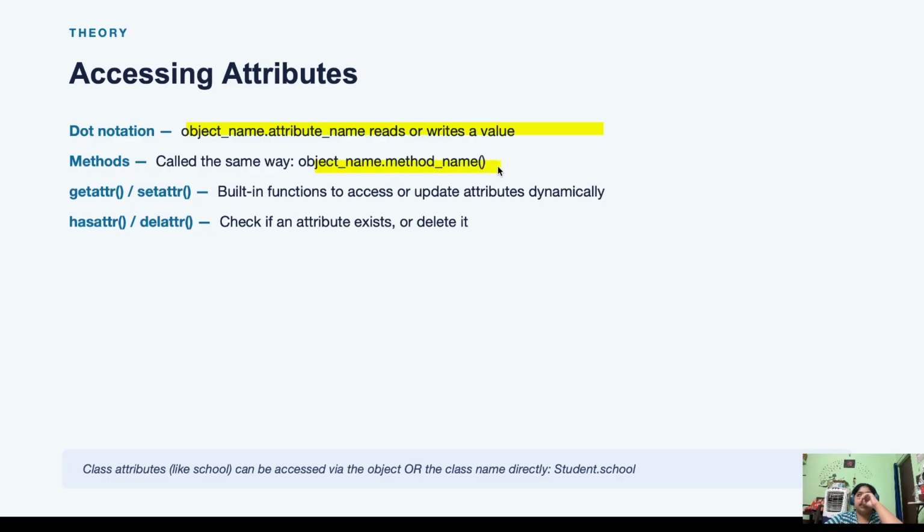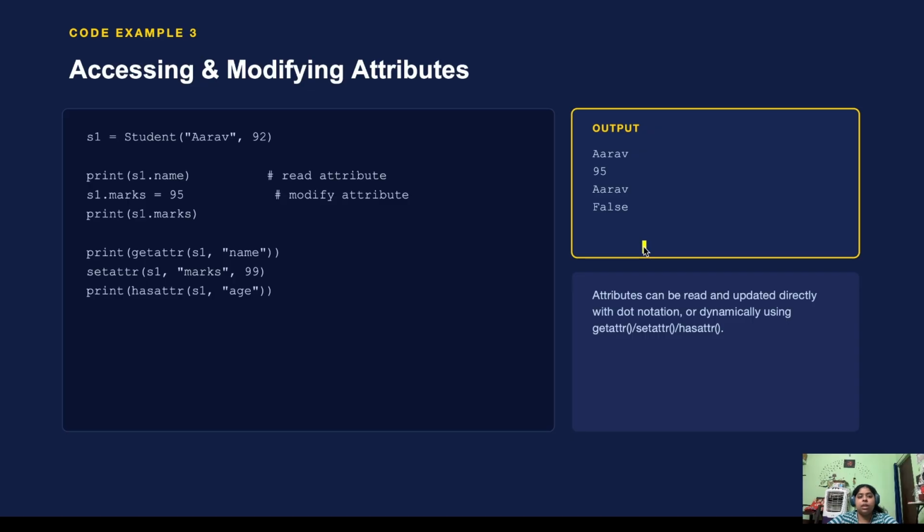If we use setattr, which stands for set attribute, or getattr, or delattr, all this can be used to work with attributes in different ways. Like for get and set, you use built-in functions to access or update the attributes dynamically, and if you use hasattr, it checks if an attribute exists or if it has already been deleted.